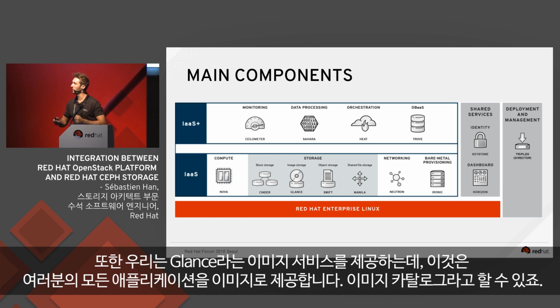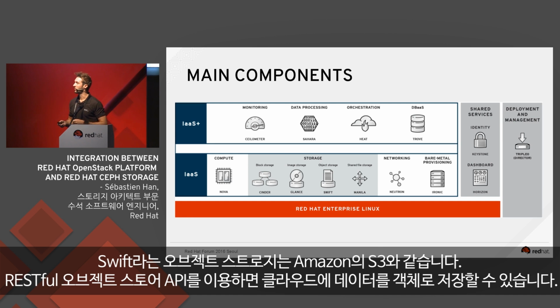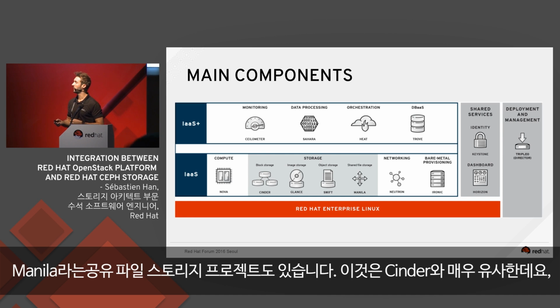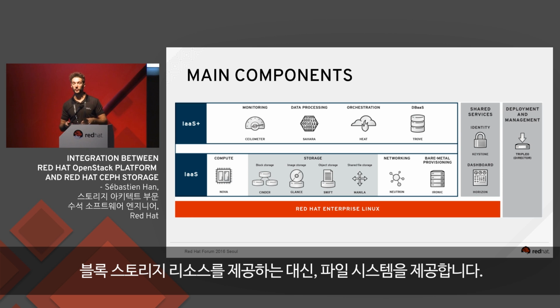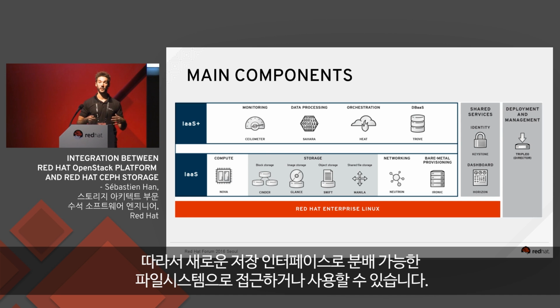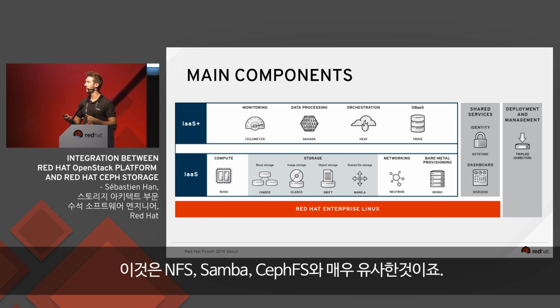It's just an image catalog. We have object storage with Swift, which is the equivalent of Amazon S3. It's a RESTful object store API that allows you to store data as objects on the cloud. Then we have a shared file storage project called Manila. It's really similar to Cinder, but instead of providing block storage resources, it provides a file system. So it's a different kind of storage interface that you can access and consume in a distributed file system fashion. So it's really the equivalent of NFS or Samba or CephFS.